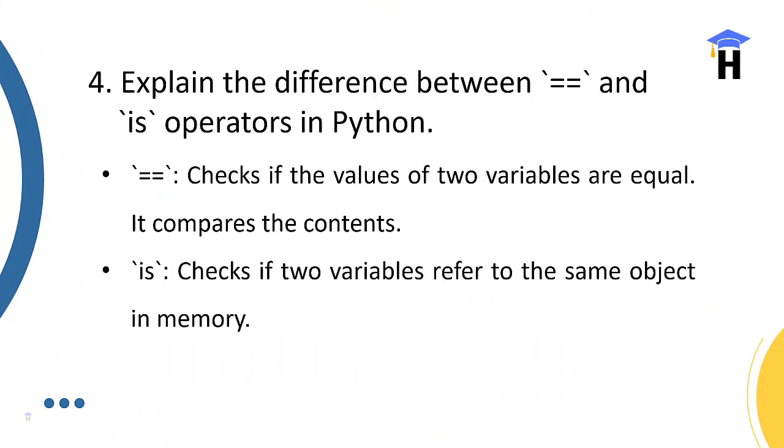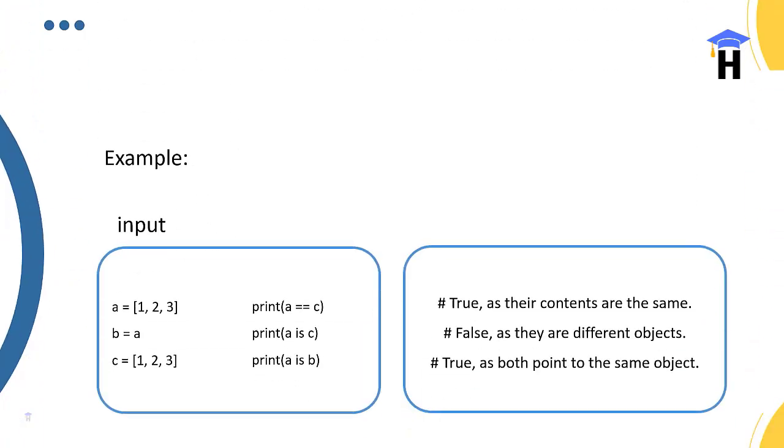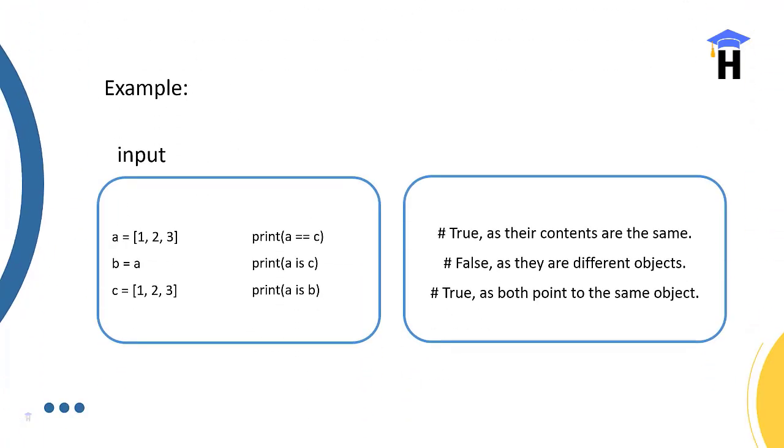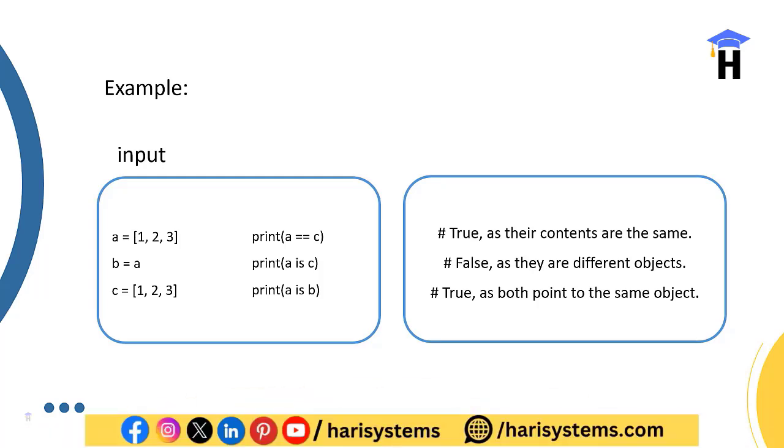The next question is: explain the difference between the equal to operator and the is operator in Python. Equal to checks whether the values of two variables are equal. It's a comparison operator. Similarly, is checks whether two variables refer to the same object in memory. Understand this difference clearly, between comparing data items and memory identity.